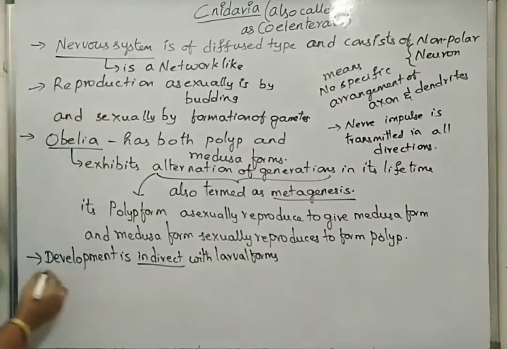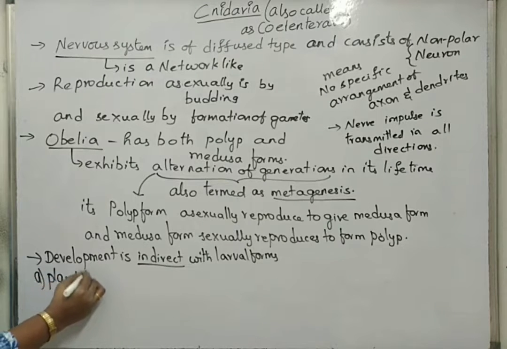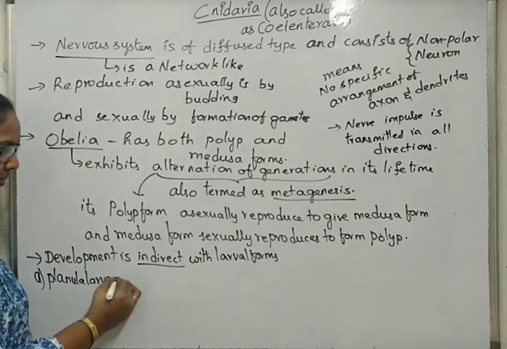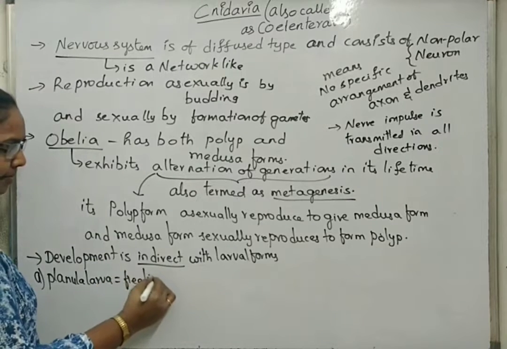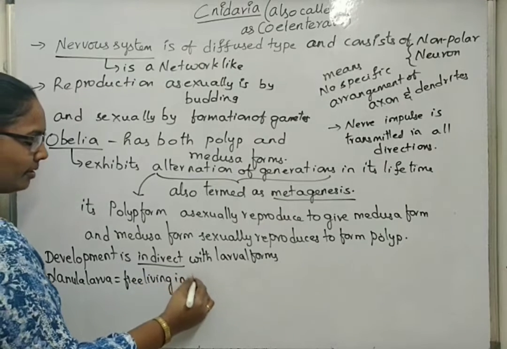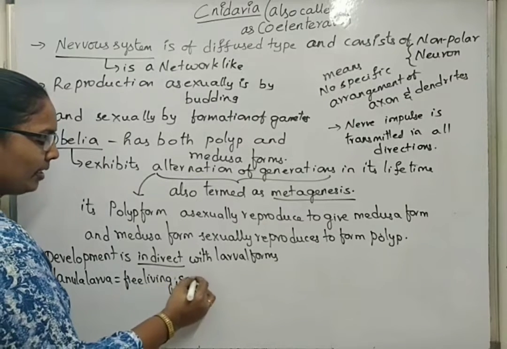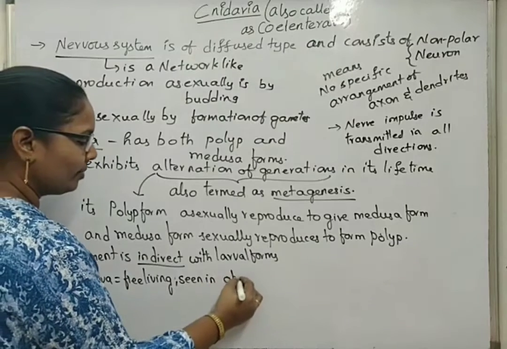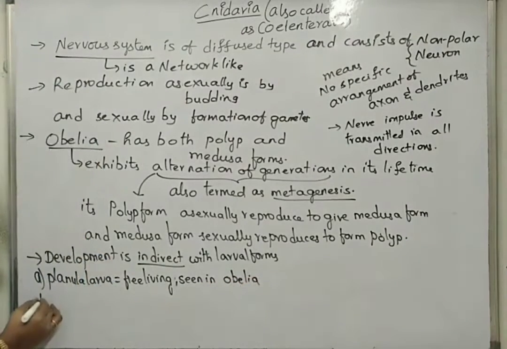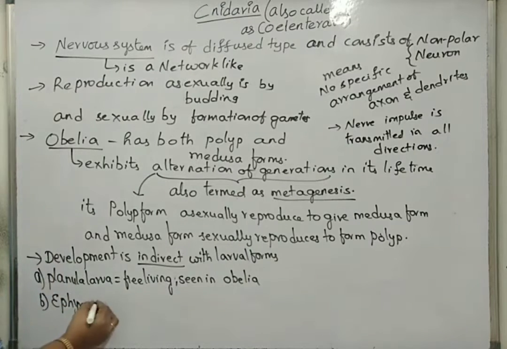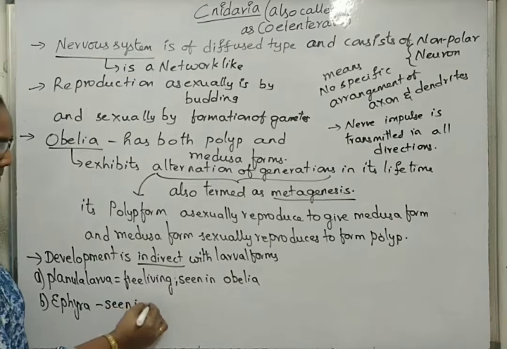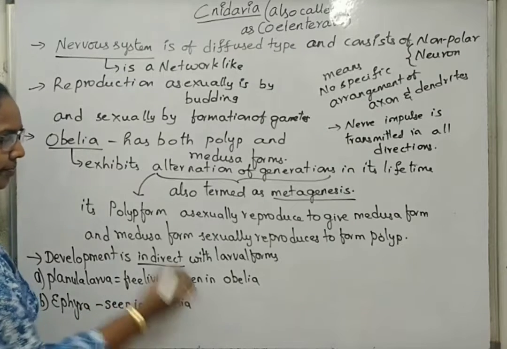What are the types of larva? So we can take planula larva. It is seen in case of Obelia. Free living, seen in Obelia. Other type of larva is Ephira. Ephira larva, it is seen in Aurelia or jellyfishes.